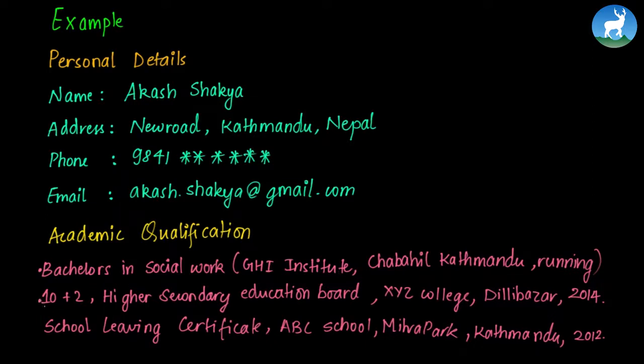The second one is 10+2. So this is from Higher Secondary Education Board, and you graduated from XYZ College, Dilli Bazar, Kathmandu in 2014. And finally, at the bottom, we have School Leaving Certificate from ABC School, Mitra Park, Kathmandu in 2012. Now, once we're done with academic qualification, we'll go towards the work experience.